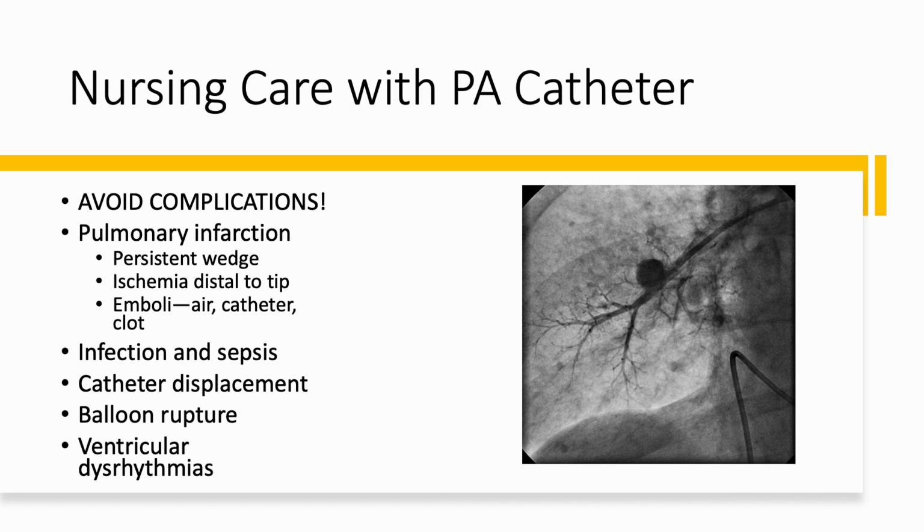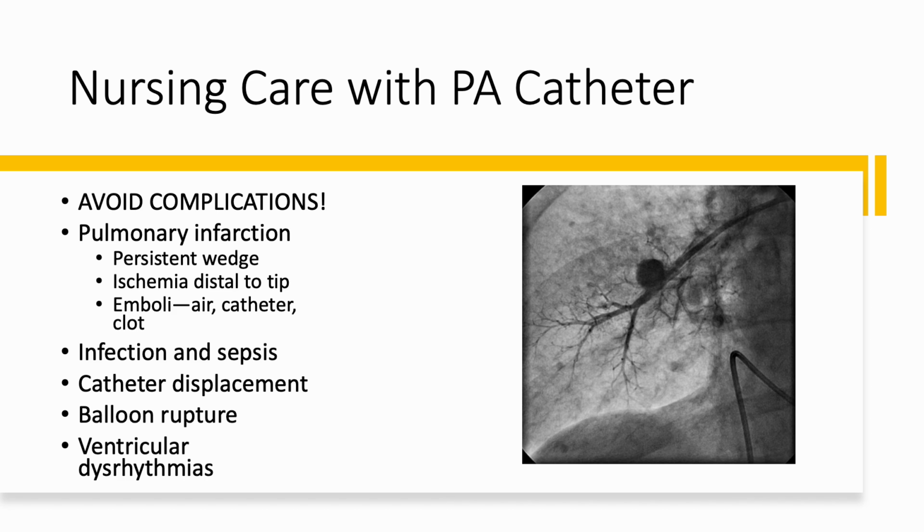Patients who need continuous monitoring of cardiac output or cardiac index may require the PA catheter to stay in longer beyond post op day 1, especially those needing complex monitoring or on vasoactive medications. So we aim to remove PA catheters as soon as possible to avoid complications, which include pulmonary infarction, persistent wedge. This is when the catheter remains in a wedge position, blocking blood flow, which then leads to ischemia distal to the tip of the catheter.